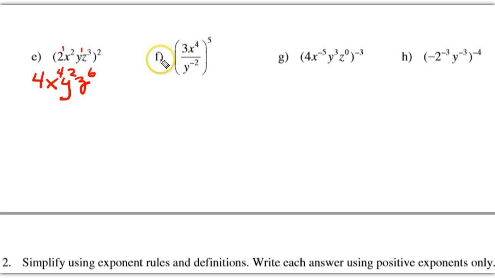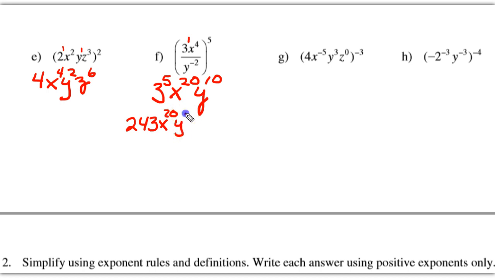Now here we're going to raise 3 to the 5th power, x to the 20th. Now this is going to be y to the negative 2 times 5, which is negative 10 in the denominator. So we bring it up to the numerator and it becomes a positive 10. Now our book wants to raise 3 to the 5th power. So that would be 243. X to the 20th, y to the 10th.